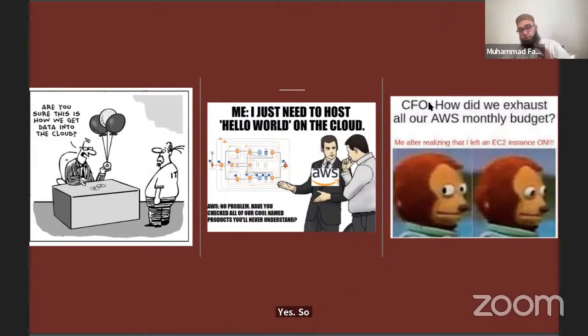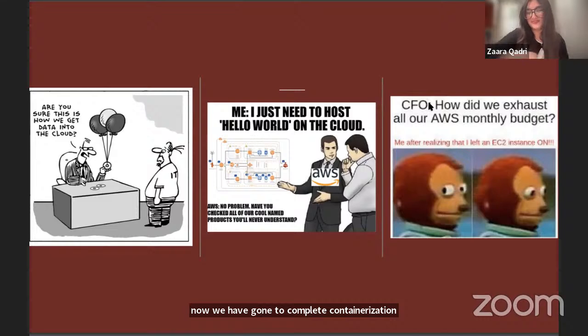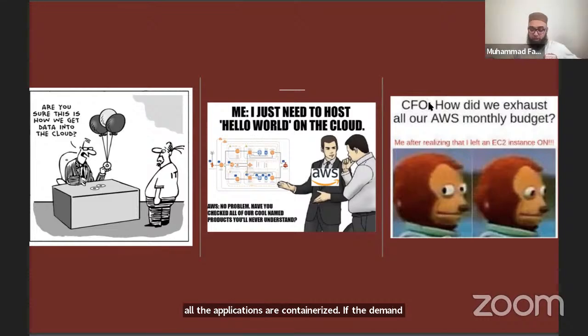That's why now we have gone to complete containerization. Now all the applications are containerized. If the demand goes up, the cluster grows automatically, and if the demand goes down, it comes down. However, some of the staging applications are still there.